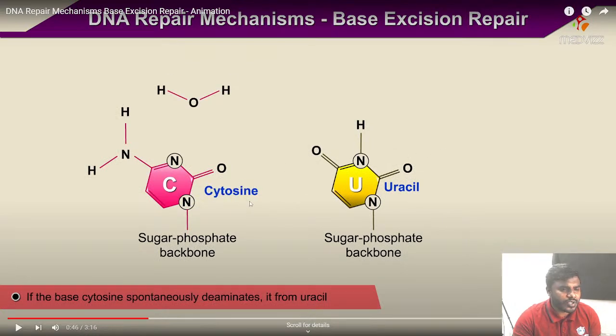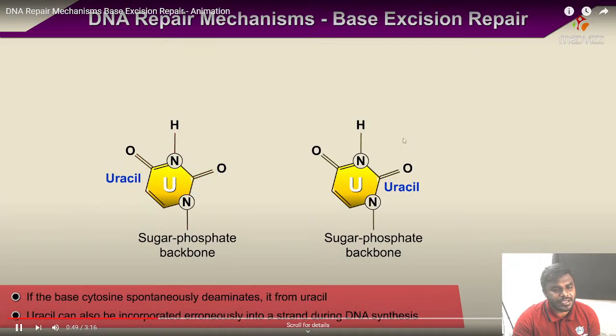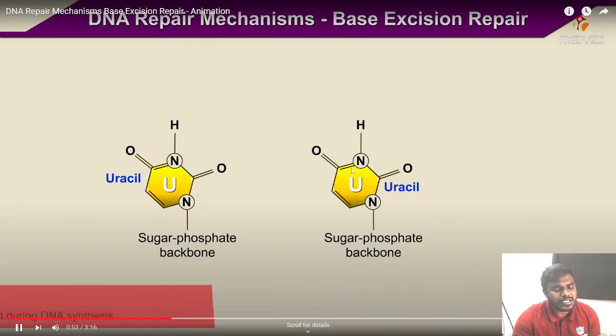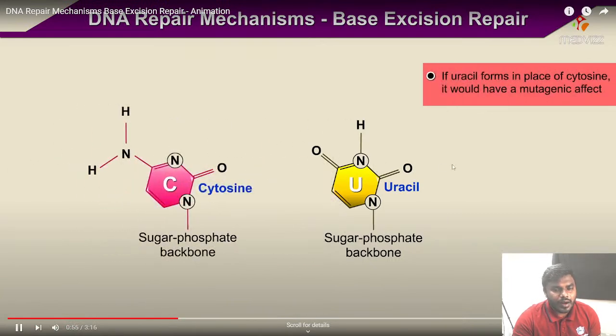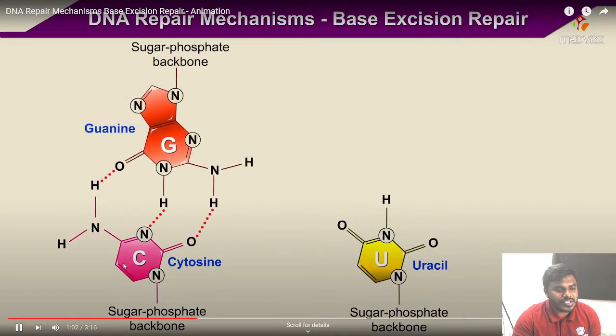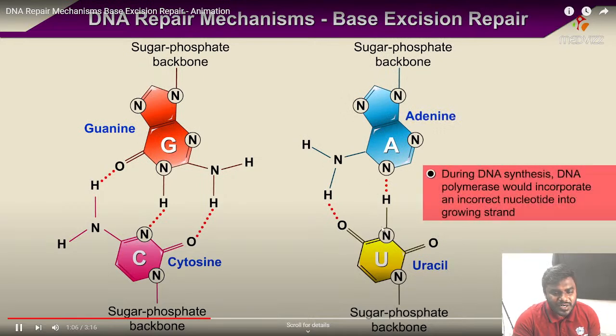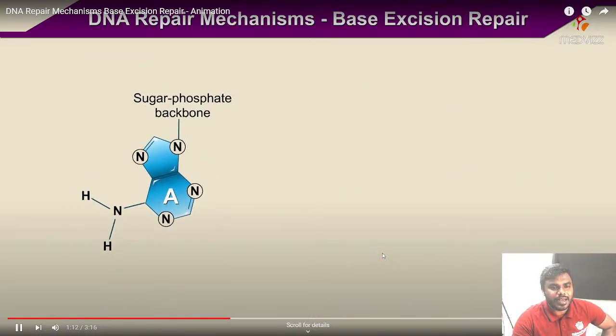See, all of you look into this, we already read. Cytosine is converted into uracil because of what, friends? Because of the deamination. It can also be incorporated erroneously into a strand during DNA replication. So now we have to replace this. If uracil is in the place of cytosine, it would have a mutagenic effect, whereas cytosine forms a base pair with guanine. Originally cytosine has to pair with guanine, and here the entire base transition got completely changed. So we have to remove this uracil compulsorily from the DNA.